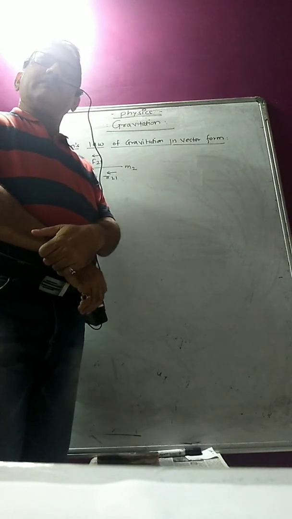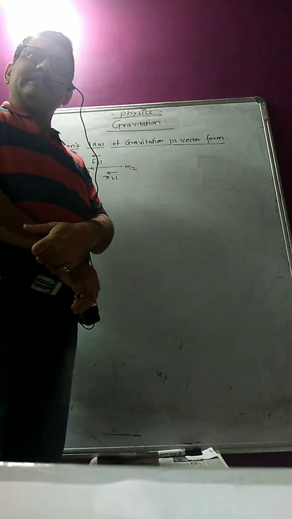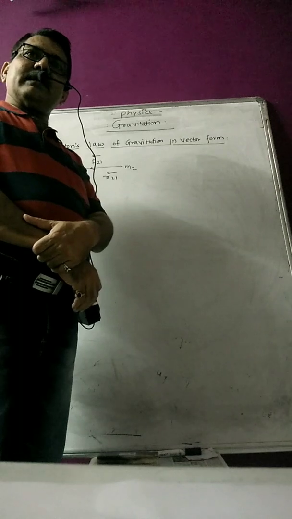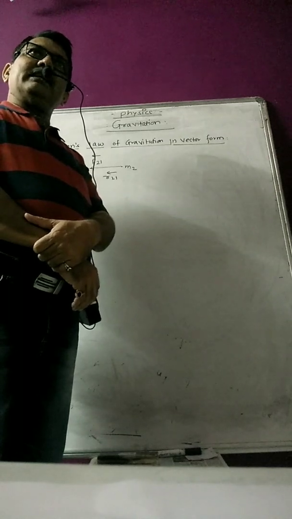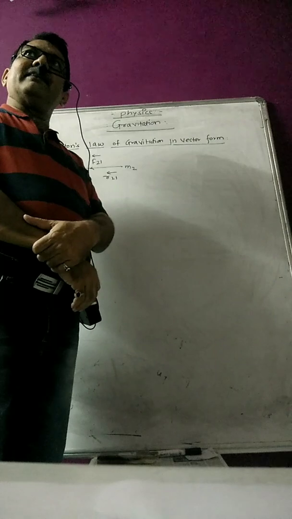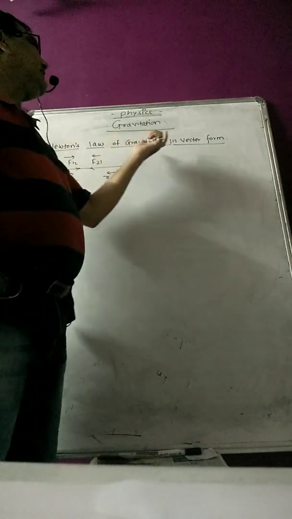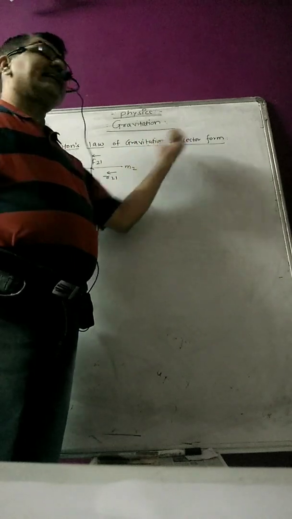If we remove the proportionality sign, we add a constant of proportionality, so F is equal to minus G m1 m2 upon r square, where G is the gravitational constant. Today we want to learn Newton's law of gravitation in vector form.